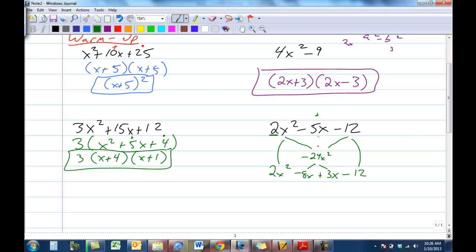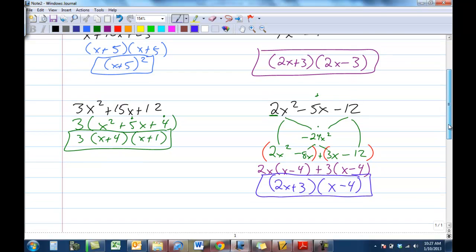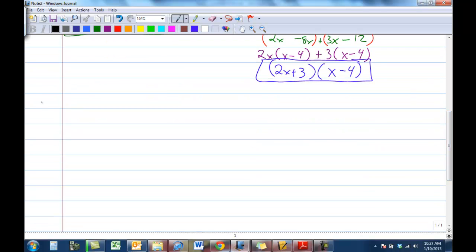So what's happened here is we've split the middle term. Make 2 groups of 2. GCF each group. 2x, you're left with x minus 4 plus 3 times quantity of x minus 4. And your final answer is 2x plus 3 times x minus 4. Alright, quick way to check your answer if you wanted to is FOIL it out. You should come back to this. Alright, so that's a review of the 4 ways that we do know how to factor.